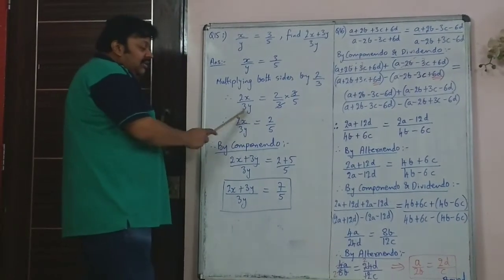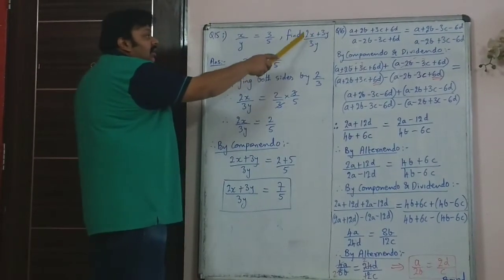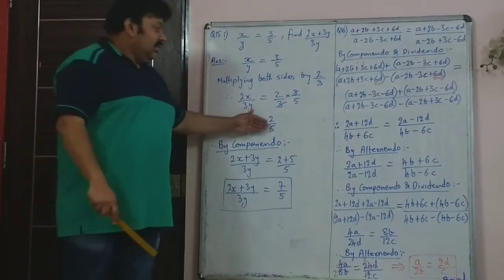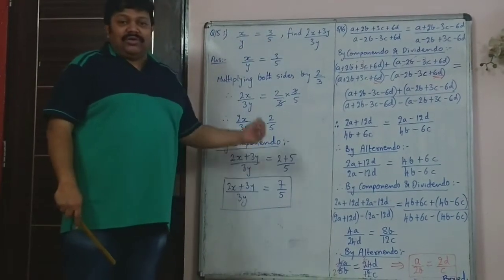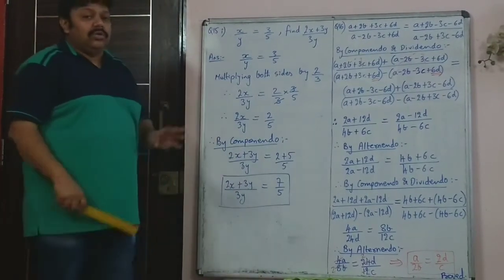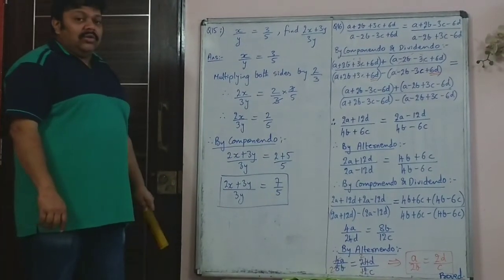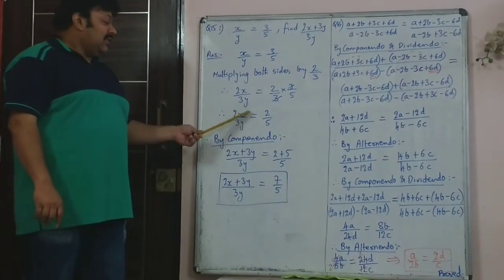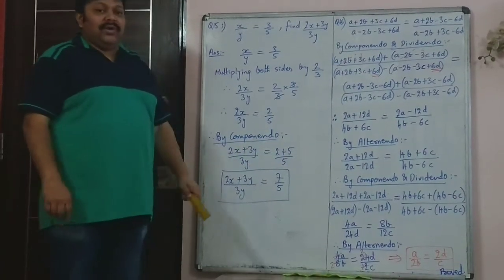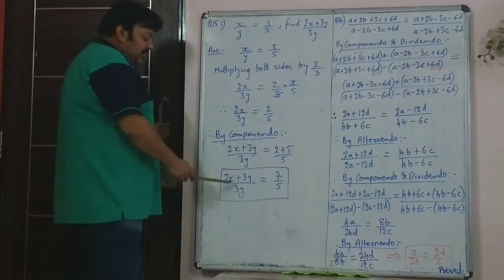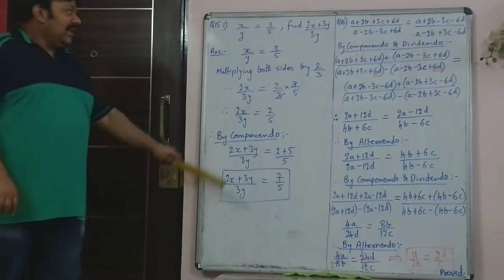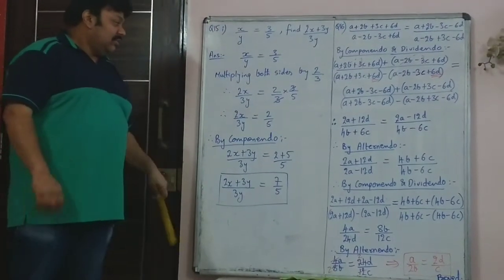But I don't need 2x upon 3y alone. I need 2x plus 3y upon 3y. So now if you look at this and what properties of proportion you have just done, you will know that you need to use a componendo alone. So if you use a componendo alone here, it will become 2x plus 3y upon 3y is equal to 2 plus 5 upon 5. So your answer 2x plus 3y upon 3y will be 7 upon 5. So that is how you will solve this sum, the first one.